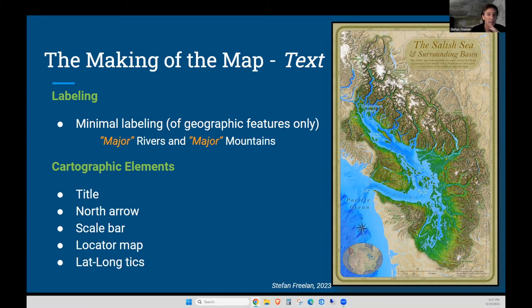on the locator map. And as the map has been downloaded, I can track, it was downloaded around the world. I felt like the locator map was important. So countries are, that's as far as we were willing to go.